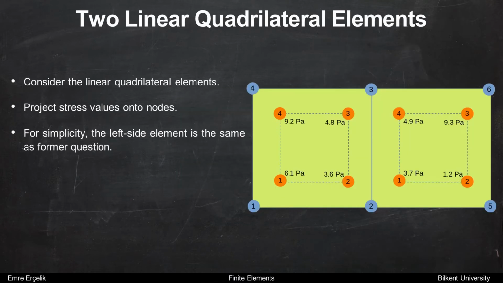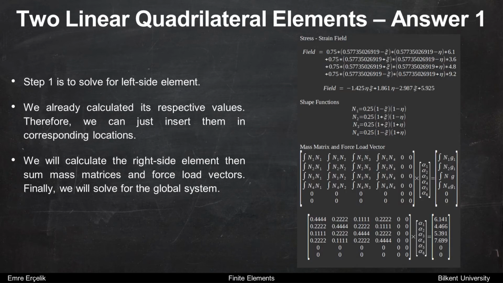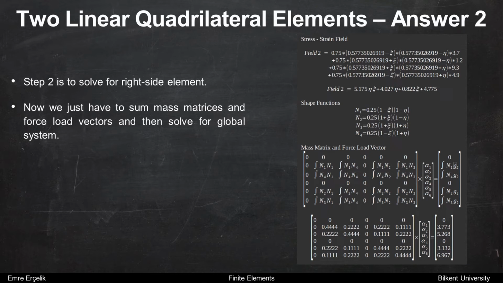The fourth example, 2 linear quadrilateral elements. We will again project the stress values onto nodes. For simplicity, the left side element is the same as the former question. The first step is to solve for the left side element, but we already calculated its respective values. Therefore, we can just insert them in corresponding locations. We will calculate the right side element, then sum the mass matrices and force load vectors. Finally, we will solve for the global system. The solution for the right side element is given.